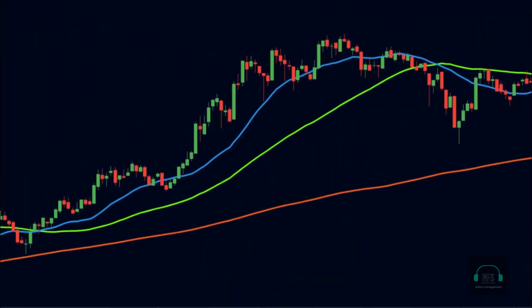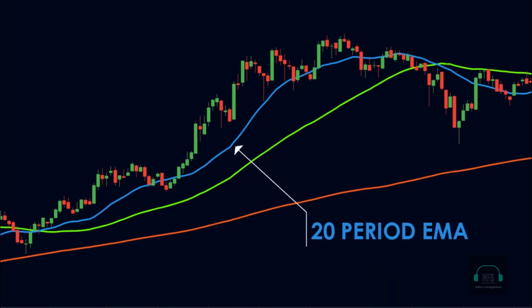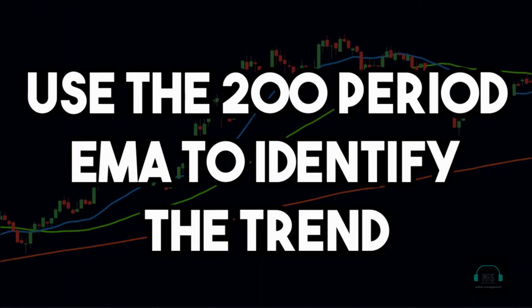Different moving averages can be used to identify different trends. For instance, a 200-period moving average is used to identify the long-term trend of the market. A 50-period moving average can be used to identify the medium-term trend of the market. And lastly, a 20-period moving average can be used to identify the short-term trend of the market. We will use the 200-period EMA to identify the trend of the market.